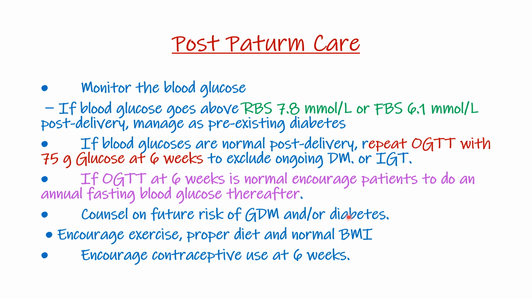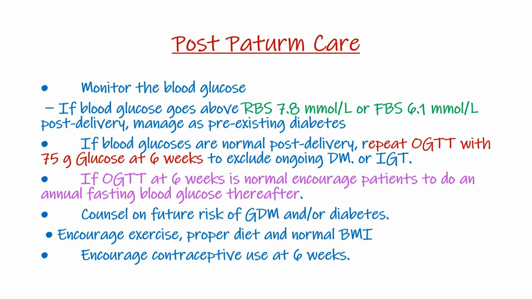Patients who have gestational diabetes in this pregnancy have a 50% increased risk of having gestational diabetes in the next pregnancy. In addition, as we will see in the last slide on prognosis, they will be predisposed to having diabetes later, 5 to 20 years after follow-up. So encourage exercise, proper diet, and normal BMI, and encourage contraceptive use at 6 weeks so that we cannot have another conception.